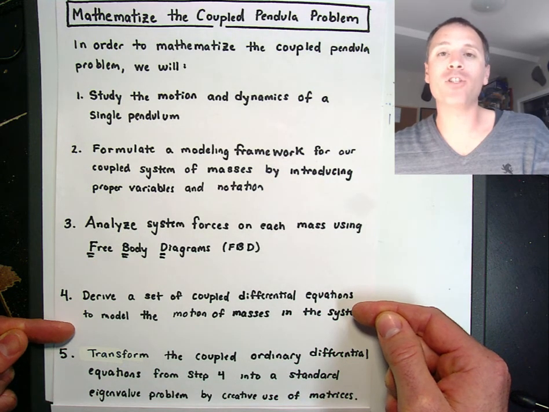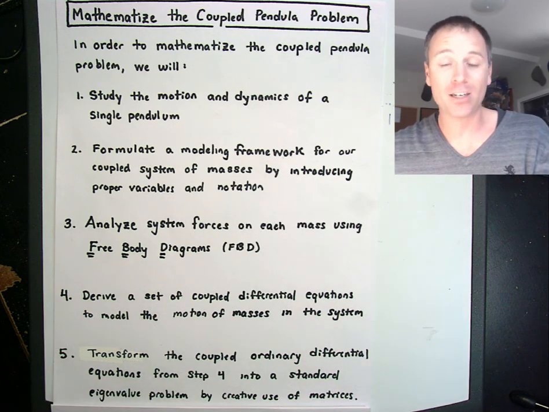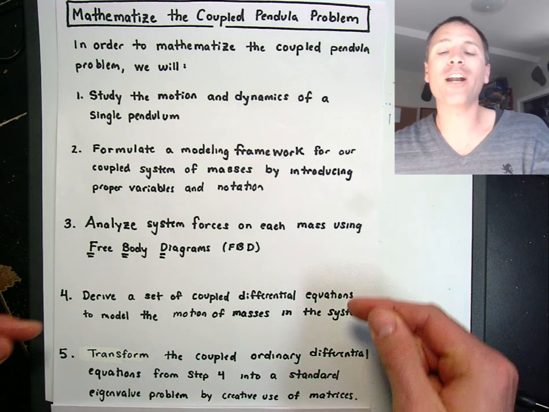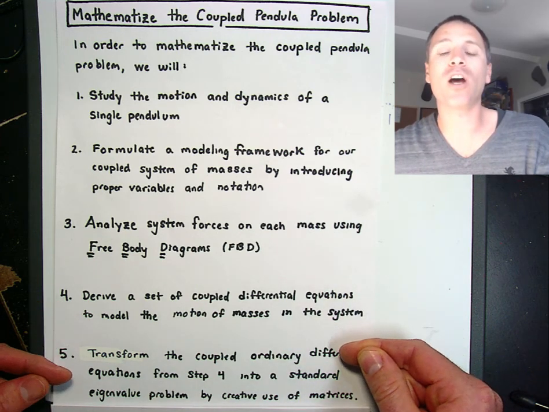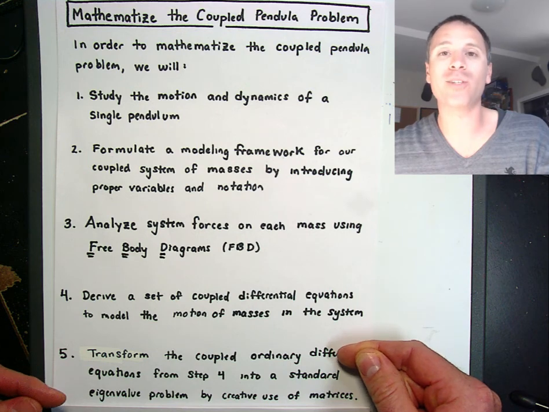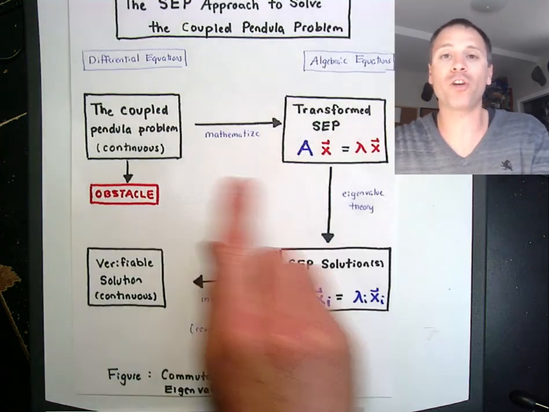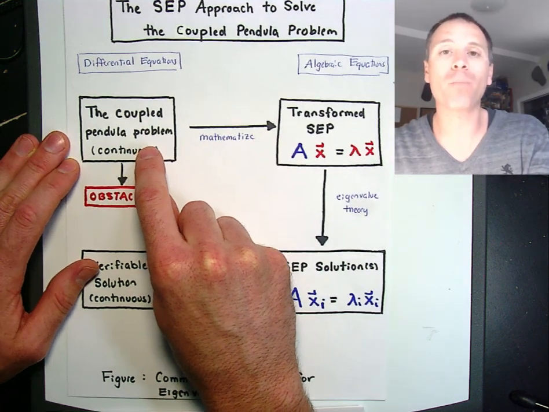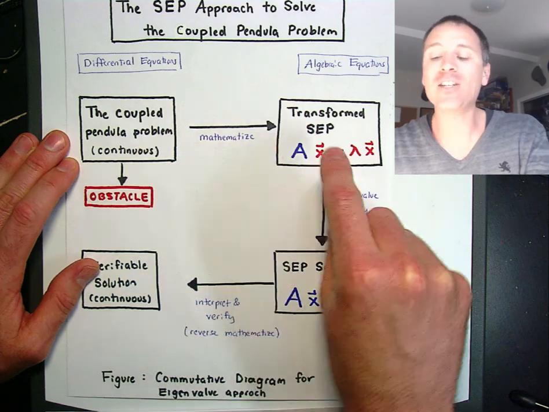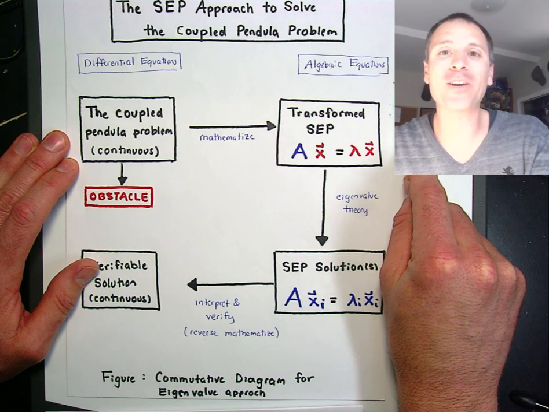Once we have those differential equations describing the motion of each mass as a system coupled together, we're going to transform that into a standard eigenvalue problem by creative use of matrix and vector notation. These 5 steps will play a crucial role of translating our original coupled pendulum problem, which is a real world problem that we can measure, into the corresponding standard eigenvalue problem. In the next video, we'll get started with step 1.